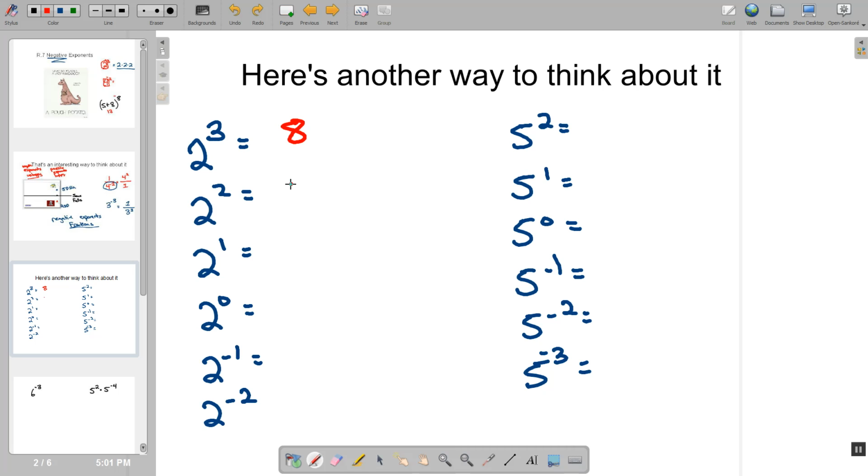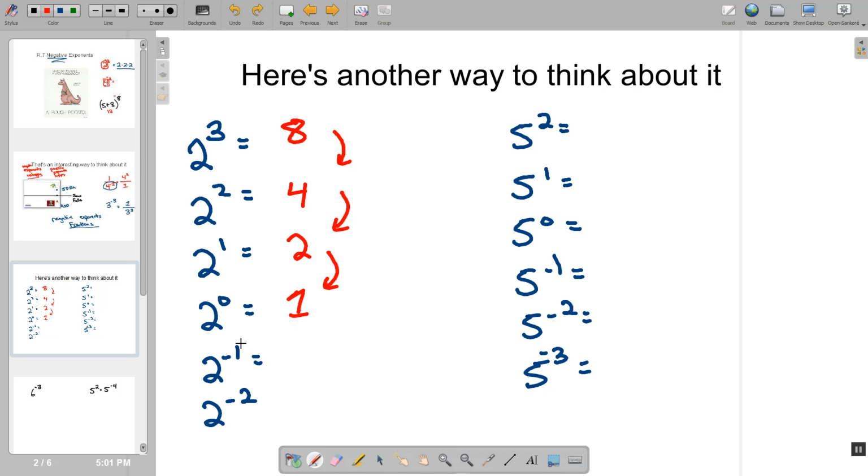2 squared, well, that's equal to 4. 2 to the first, well, that's equal to 2. And if we look at each step of this problem, I am constantly dividing by 2. As the exponent decreases, I divide by 2. Well, 2 to the 0, we remember anything raised to the 0th power is 1, other than 0 raised to the 0th. So I'm still dividing by 2.